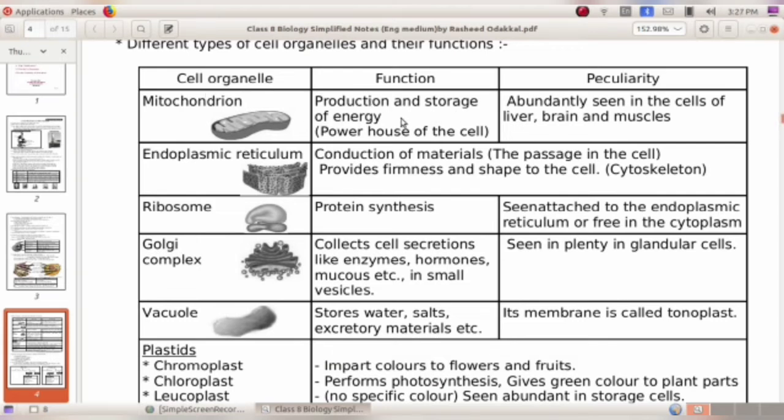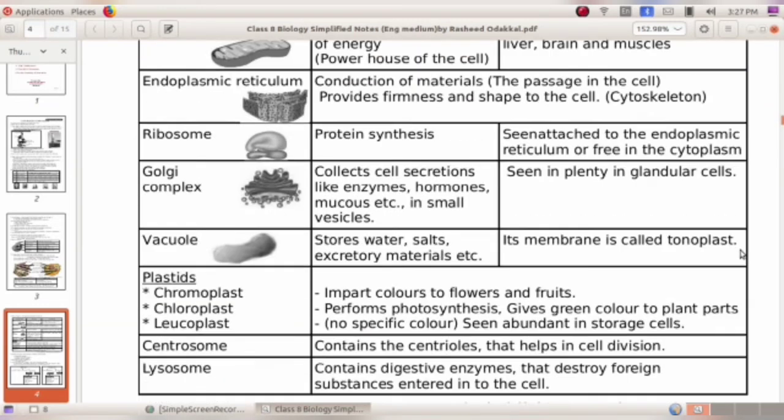Mitochondrion is for the production and storage of energy. It is the powerhouse of the cell, which is abundantly seen in the cells of liver, brain and muscle. Endoplasmic reticulum is a passage inside the cell for the conduction of material. It provides firmness and shape to the cell. It is also called a cytoskeleton. Then ribosome helps in protein synthesis, and is seen attached to the endoplasmic reticulum or free in the cytoplasm. Golgi complex collects cell secretions like enzymes, hormones, mucus, etc. in small vesicles, and is seen plentifully in glandular cells.